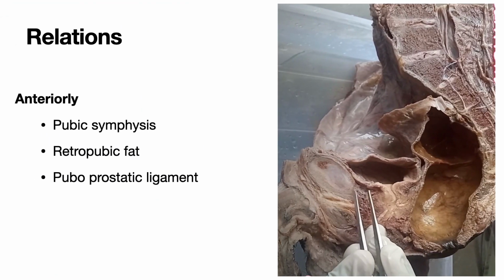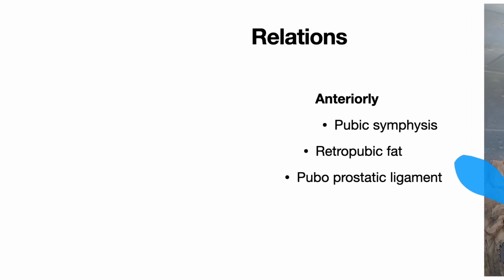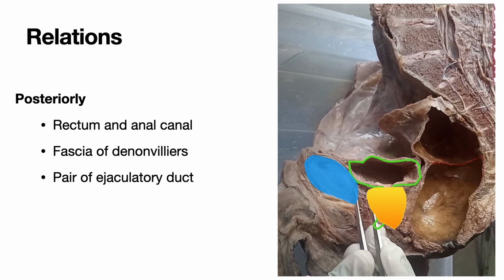Coming to the relations of the prostate, here is the urinary bladder and this is the prostate. Anteriorly, it is related to the pubic symphysis, retropubic fat, and a ligament connecting the pubic symphysis to the prostate gland, called the puboprostatic ligament. Its posterior relations are the rectum and anal canal, the fascia of Denonvilliers, that is the fascia between the prostate and the rectum, and a pair of ejaculatory ducts.